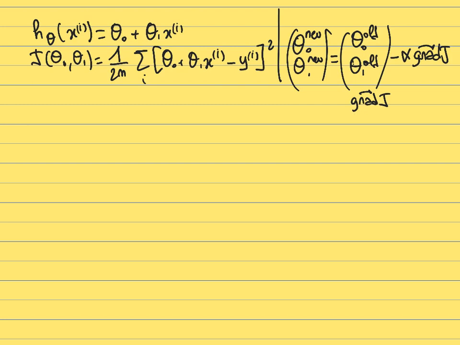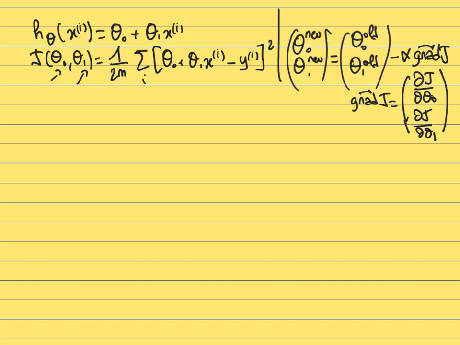The cost function depends on theta naught and theta 1. So in this case, the gradient is a vector, where the first component is the derivative of the cost function with respect to the first variable, theta naught, and the second component is the derivative of the cost function J as a function of the second variable, theta 1.